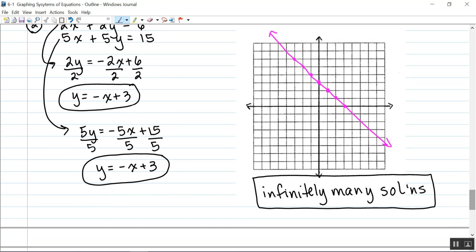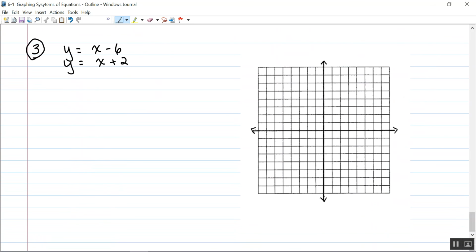And let's take a look at our last example here, and these are already written in y equals mx plus b form, so I'm just going to go ahead and graph them. I'll do my pink one, y equals x minus 6. So my y-intercept is negative 6, and my slope is 1, so that's up 1 and right 1, or down 1 and left 1. Okay, let me do my second line. I'll do that one in blue. Y equals x plus 2. 2 is my y-intercept, and again my slope is 1, so up 1 and right 1, or down 1 and left 1. And as you can see, these two lines are going to be parallel to each other.